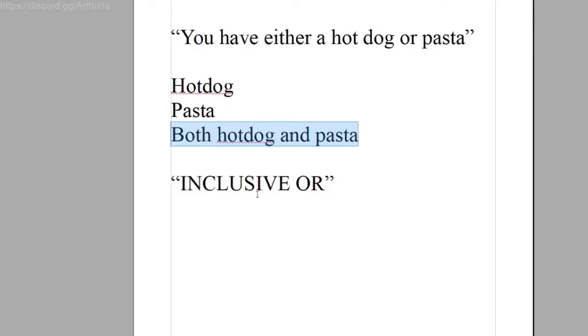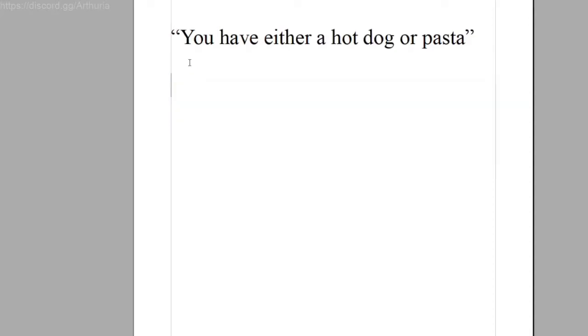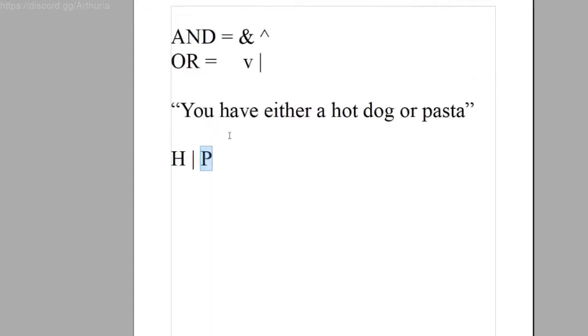Whenever we're talking about an or statement in logic, we include both of the parts of it. So if we were to translate this into logic, we would write it as H, and then we could use this symbol or V, and P, where H is the hot dog and P is the pasta. Questions about the inclusive or?